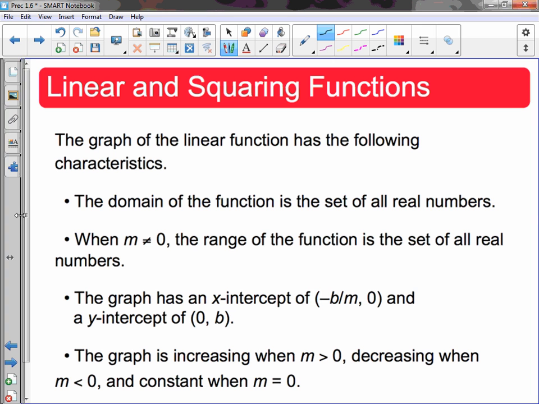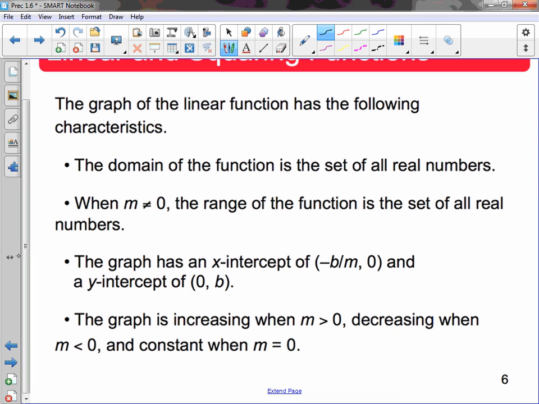The graph of linear functions has the following characteristics. The domain is the set of all real numbers. As long as the slope isn't 0, then it's just a straight line. When the slope is not equal to 0, the range is all real numbers. So it's pretty much saying as long as it's not a horizontal line, the range will be all real numbers. The graph has an x-intercept and a y-intercept.